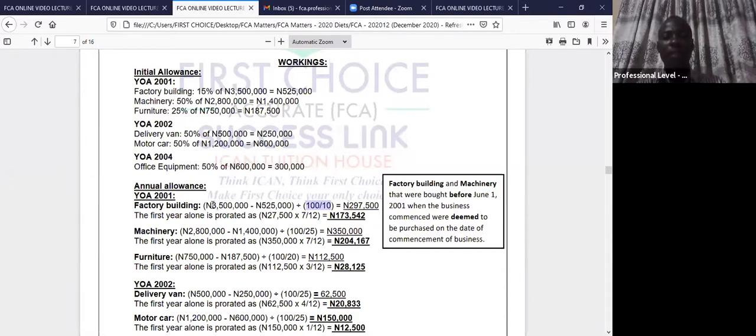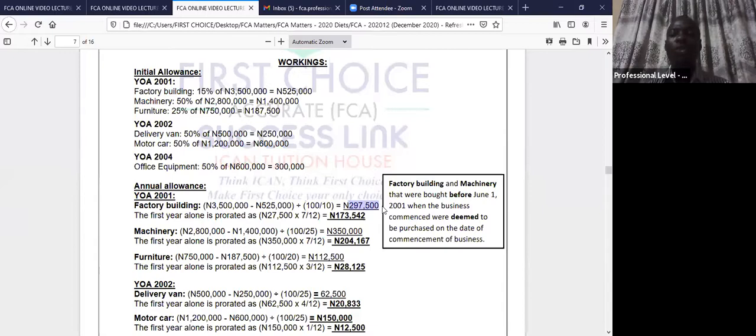So it simply means that this is your cost. This was your initial allowance, which we calculated here. When you minus it, let me get a calculator and be doing it straight. Okay, I'm back. So cost 3,500,000. Now you less 525,000. What you'll be having is 2,975,000. When you divide it by 10, you have 297,500. And now that is your full annual allowance.